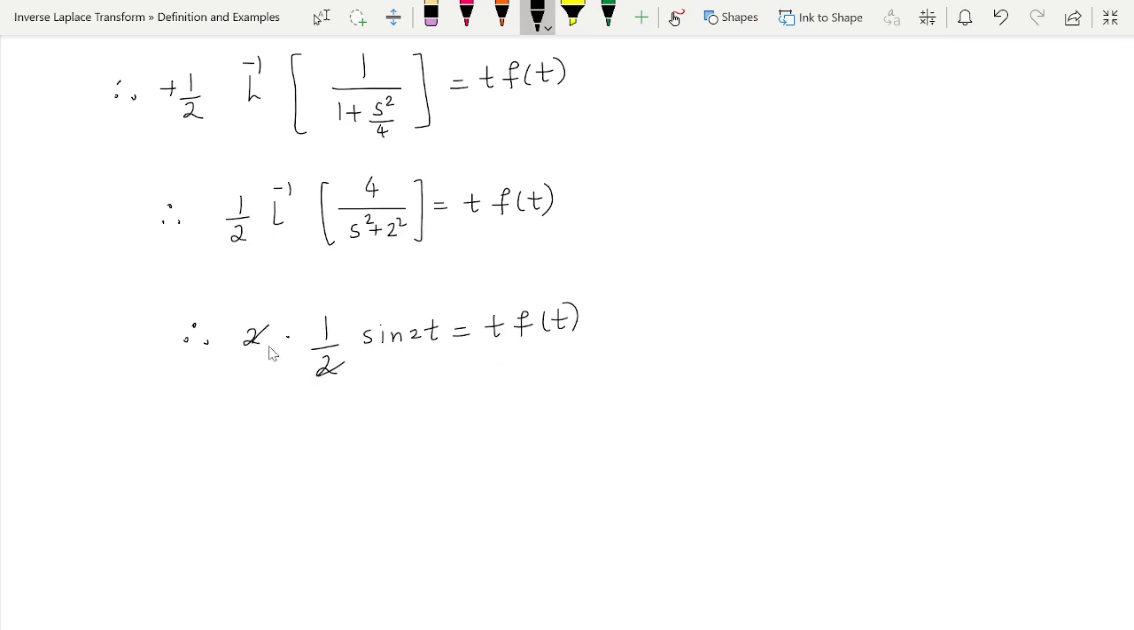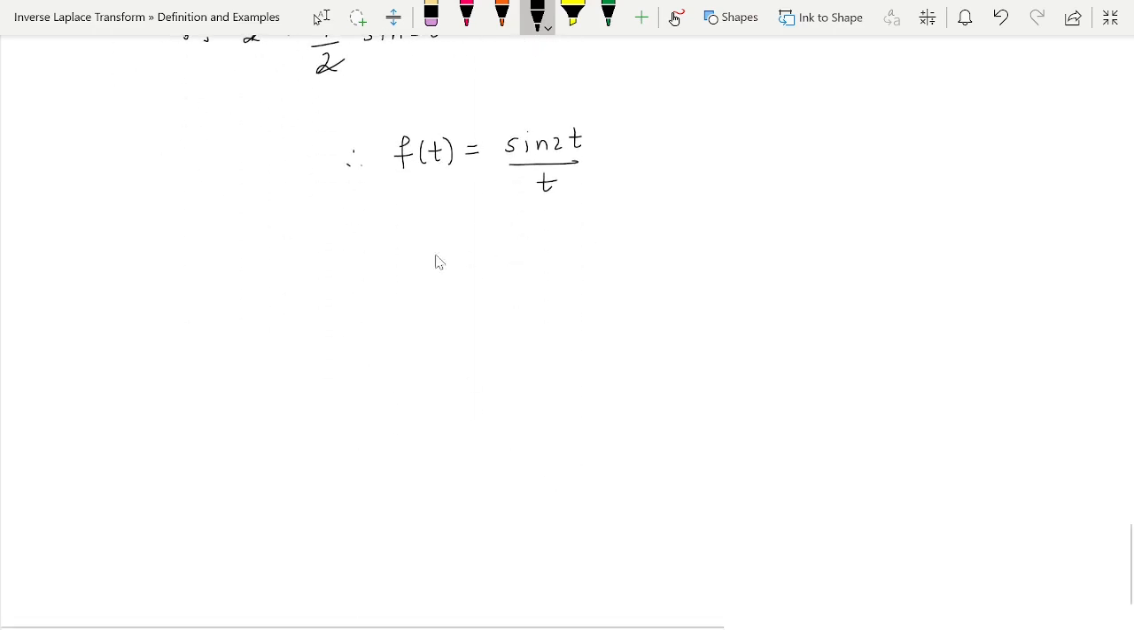So this 2 and 2 will get cancelled out, and therefore our f of t will be sine 2t upon t, and therefore our L inverse of phi of s will be equal to sine 2t upon t. So this is how this property can be used to find the inverse Laplace transform of various functions.